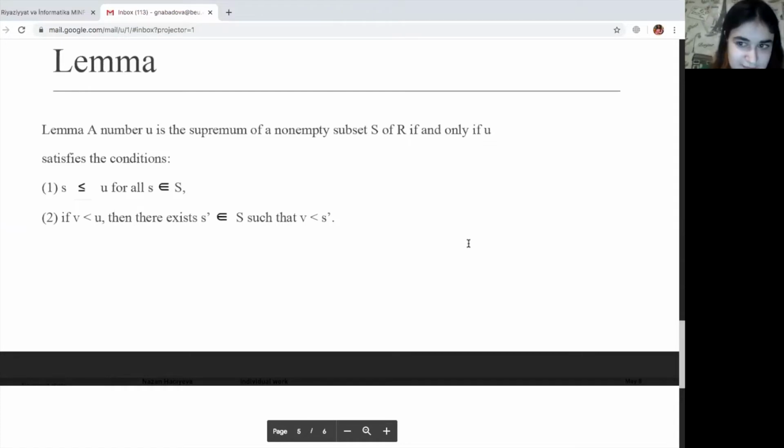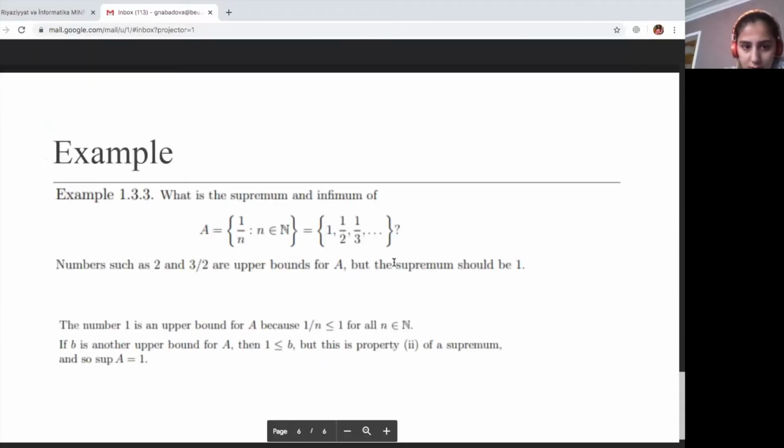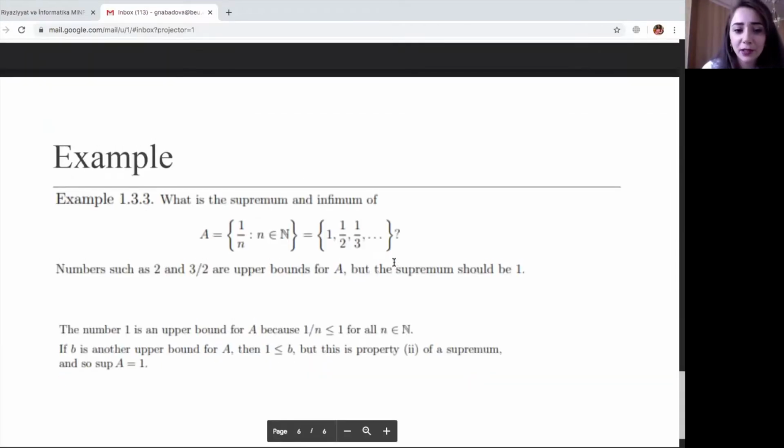Nazrin, do you want to? Example, yes. But you don't need to explain the example.